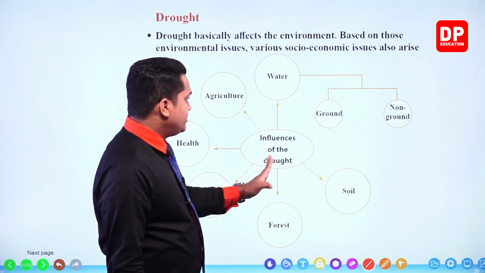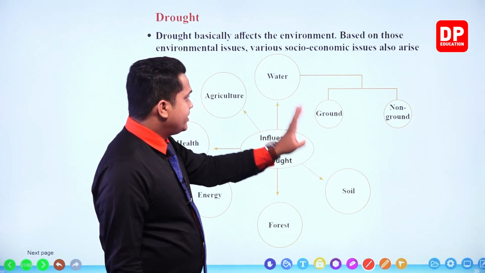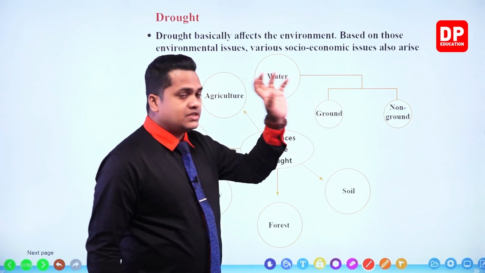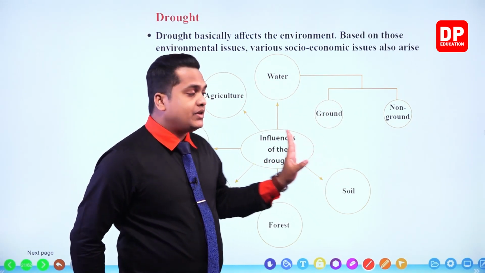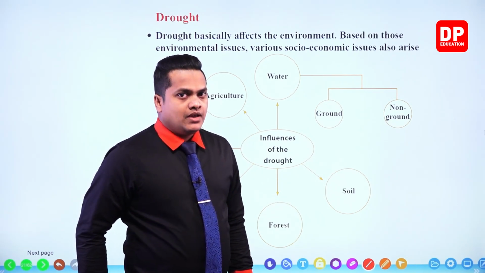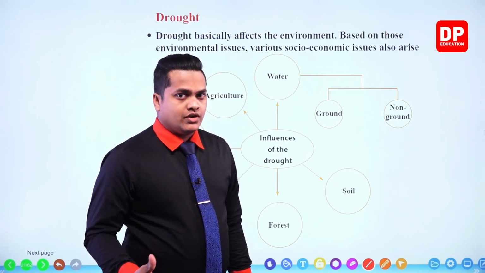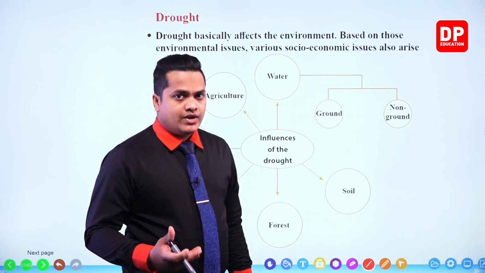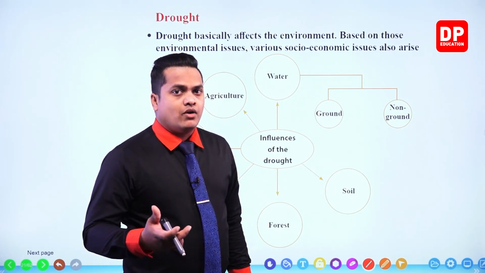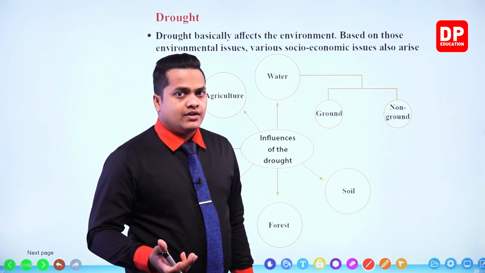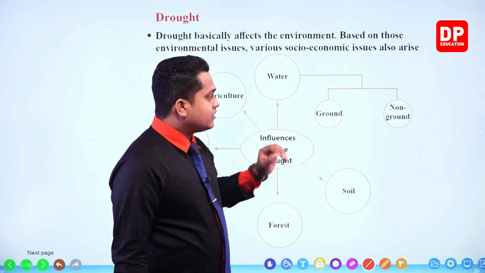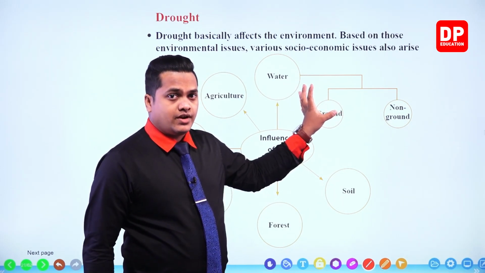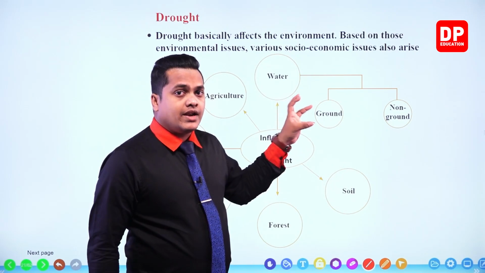So mainly it is going to influence ground and non-ground water sources. You know that both of these water sources will definitely dry up because of a drought. So in that case, what will happen? People will not be able to receive enough water for their day-to-day needs. So in that case, people will definitely die. Not only people but also animals and other organisms like plants are going to die because of less groundwater and surface water. So the drought is going to highly influence water resources, right? On water resources, drought is going to give a great impact.